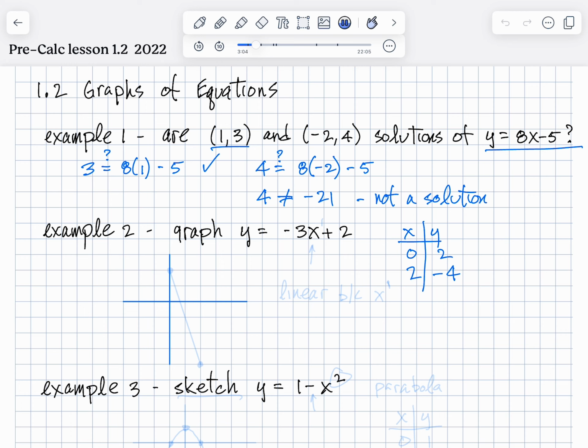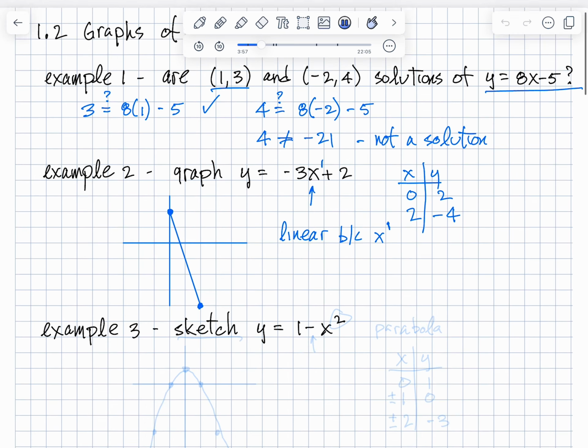Okay, so (0, 2) is right here. (2, -4) is right here. And we want to graph it, so let's just draw a line between those. There we go. Now, we notice this is linear, and we knew it was going to be linear because the exponent on this x is just 1, the first power. The exponent's 1, so it's linear.